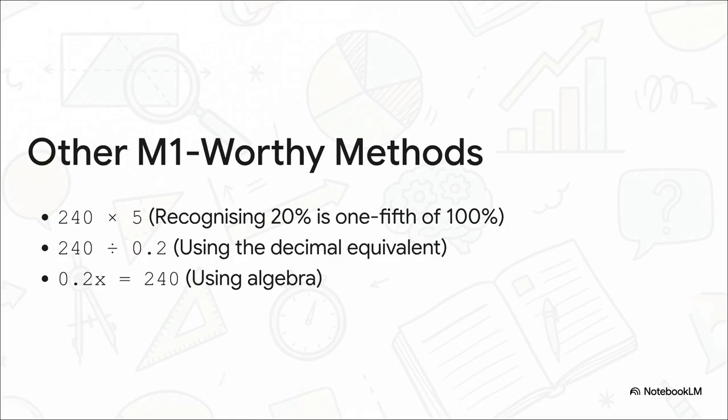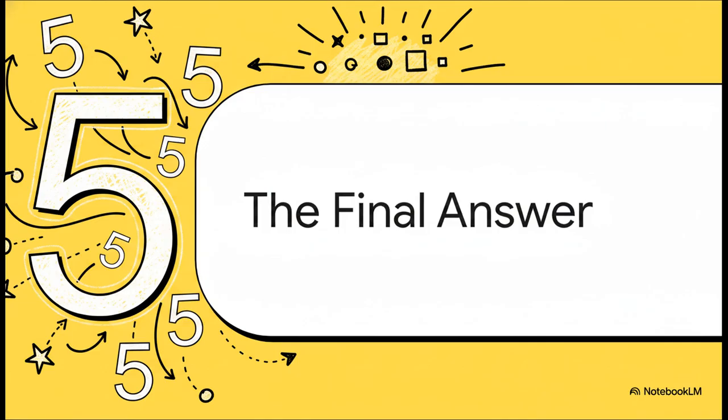Or maybe you prefer decimals. You see 20%, you think 0.2, so you work out 240 divided by 0.2. That's another M1. Or if you're an algebra person, you could set up a little equation, 0.2x equals 240. And guess what? All 3 are perfectly valid ways to get that crucial first mark. So you see, it doesn't really matter which way you go. Whether you use the unitary method, fractions, decimals, or a bit of algebra, every single one of those correct paths leads to the exact same destination.